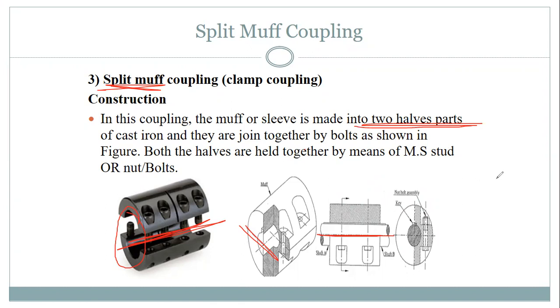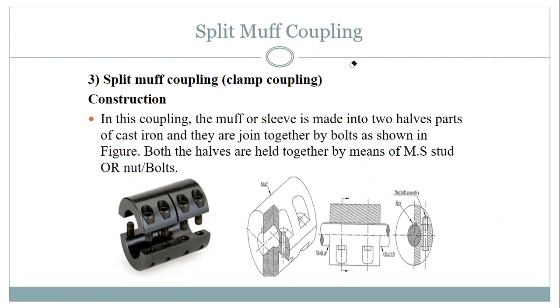The muff is made into two halves of cast iron material. You can see the black color. And then they are joined by these bolts, right? So how is it going to function? First, we are going to bring the two shafts near to each other, right? Then we are going to insert the key, and from the top, we are going to cover it with the bolts like here. So the two halves of this muff will be joined.